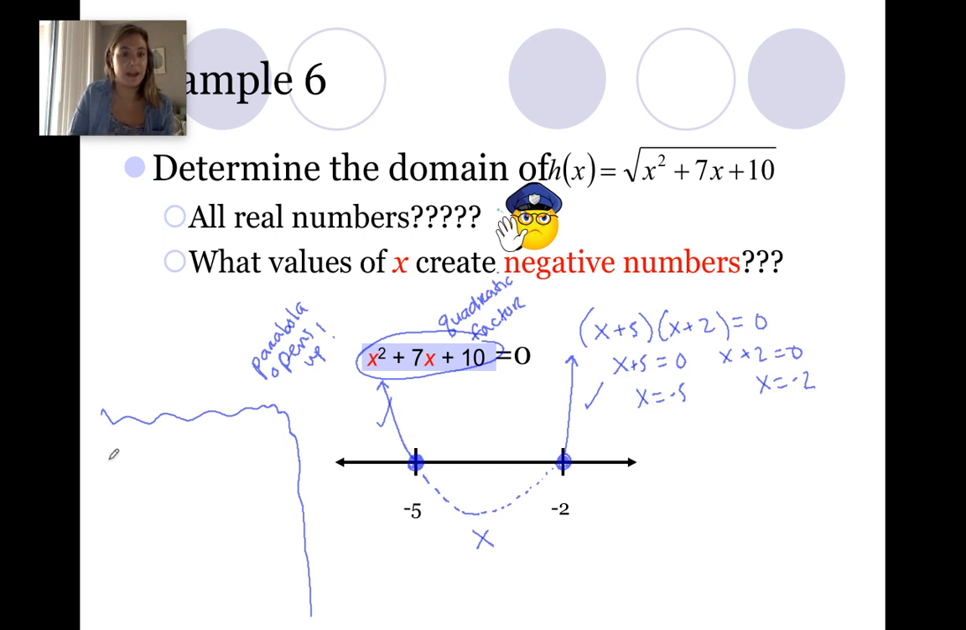Okay, so I can say for the domain, x is less than or equal to -5, or x is greater than or equal to -2. That's one way I could say it. I could also say -infinity to -5 inclusive, union, -2 to infinity. Union means "or." Those are probably the two ways I would represent it. Again, this is interval notation. I like interval notation.